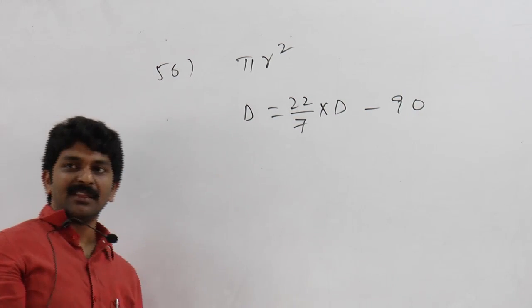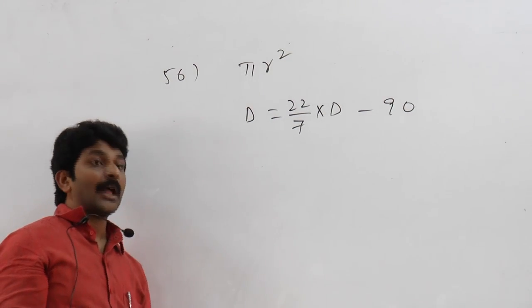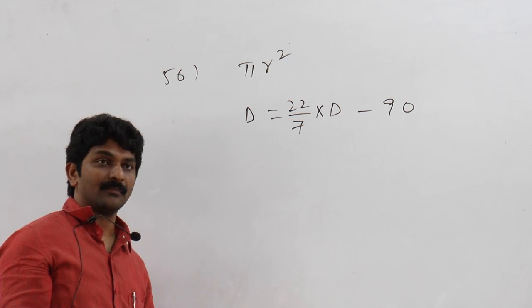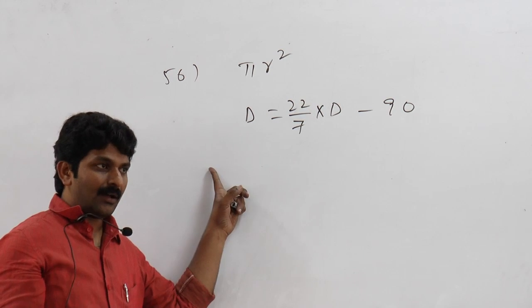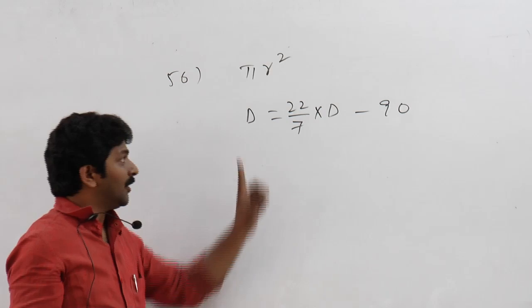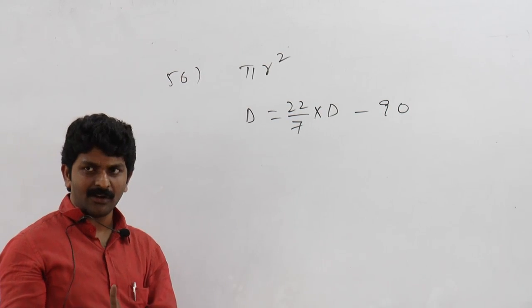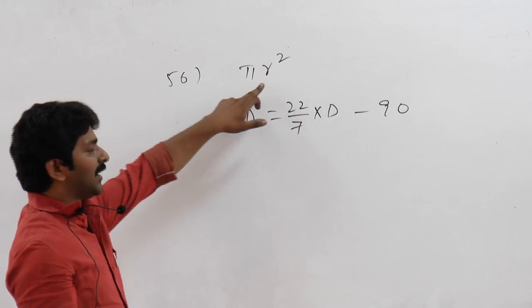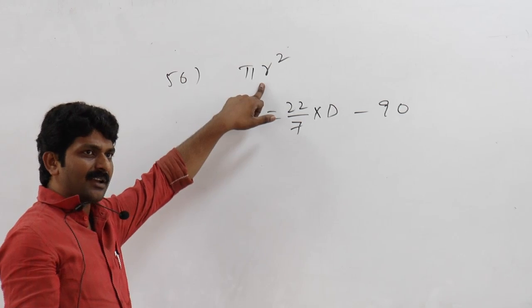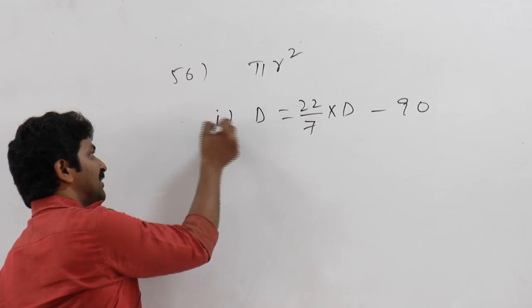How many equations are there? 1. How many variables are there? Using this, can you calculate d value or not? Once if you have d value, you can calculate r value. Will you get answer or not? Yes, 1 alone is sufficient.